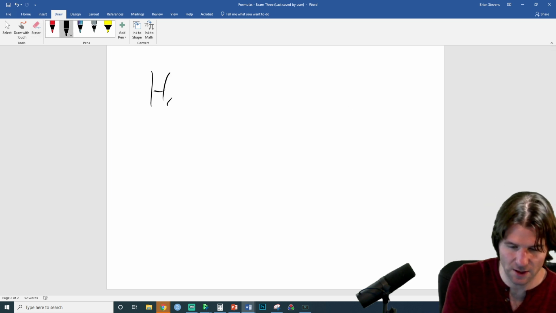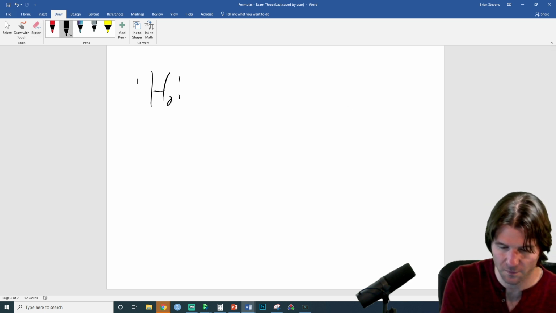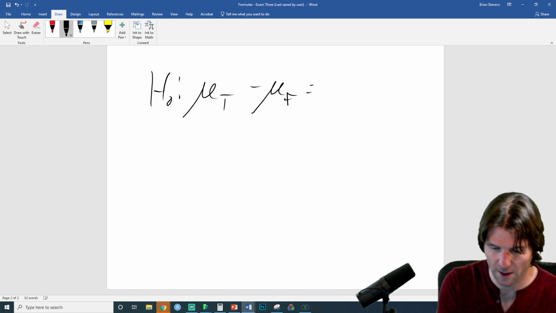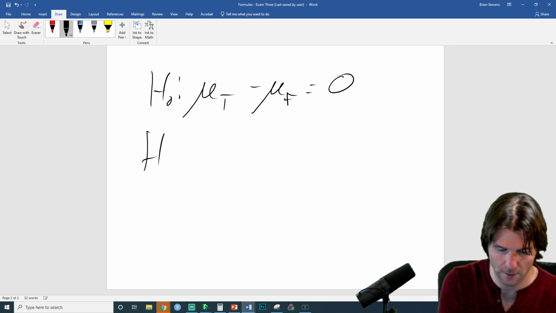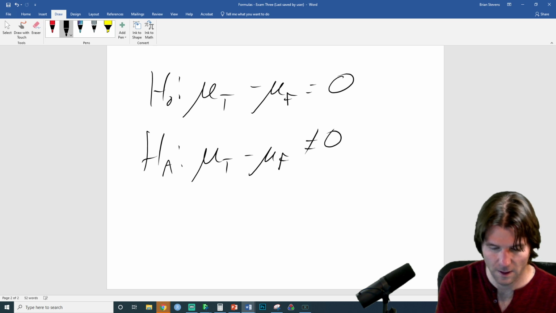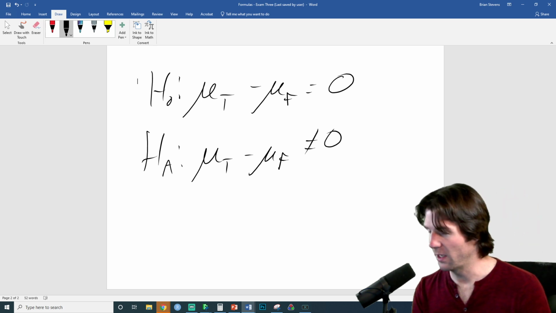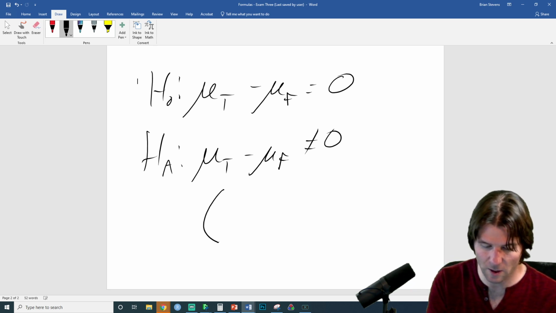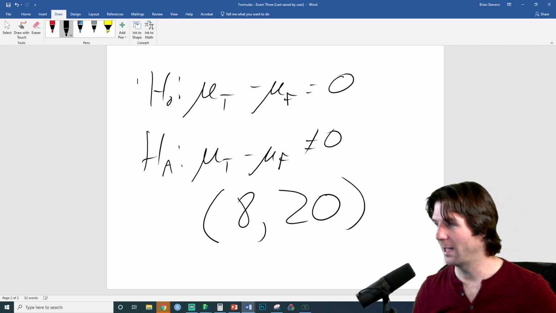Our test is that the mean for Tennessee minus the mean for Florida is equal to 0. And what we got right here was an interval. On this test, the difference was estimated to be somewhere between 8 to 20. This is the interval we got.